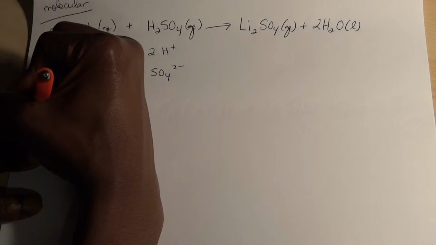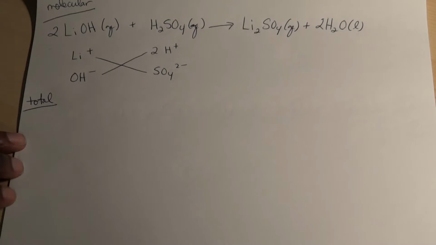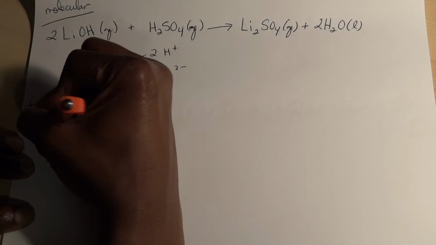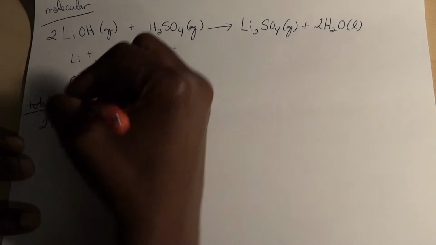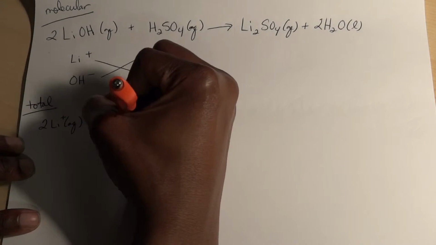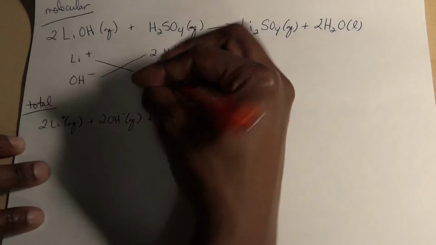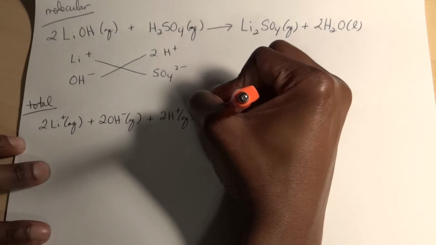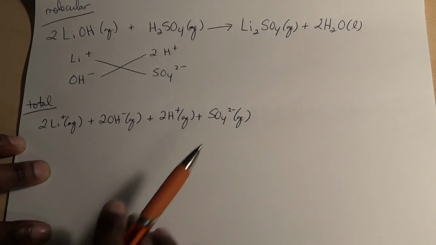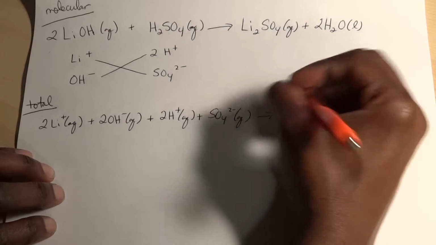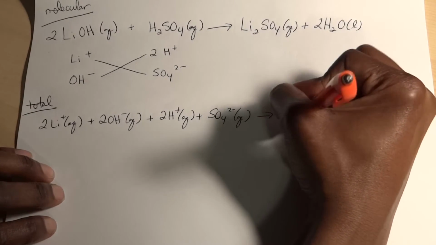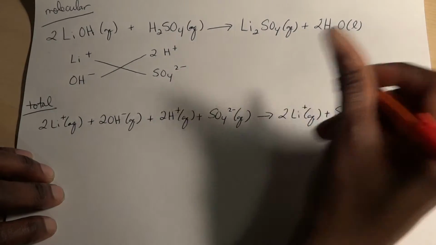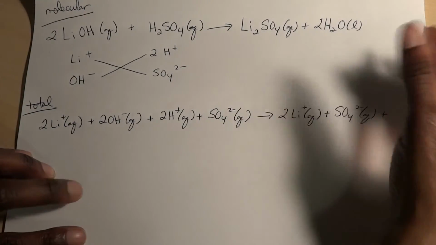Okay, so now comes the total ionic equation. So 2 lithiums, aqueous, and 2 hydroxides. Now your sulfuric acid. So those are all our ions there. Then the right side, 2 lithiums and sulfate. And then water, because it's liquid, we're going to leave it alone. We're not going to break it up.